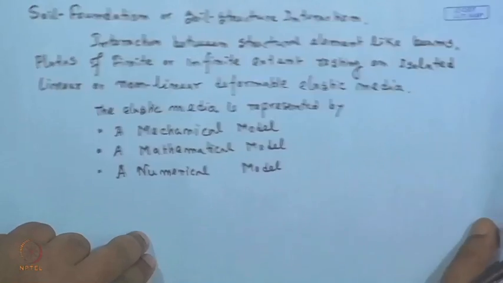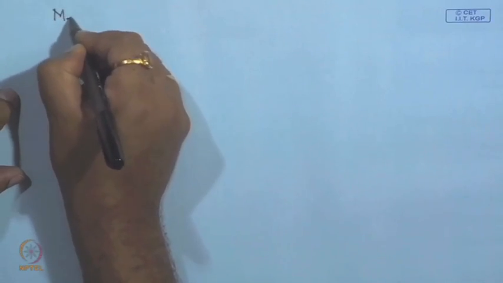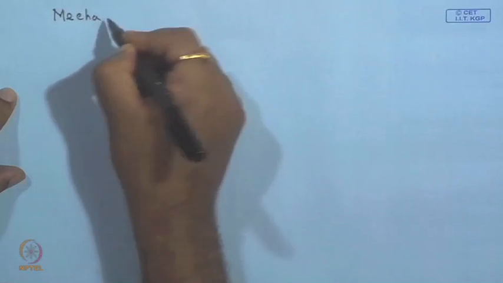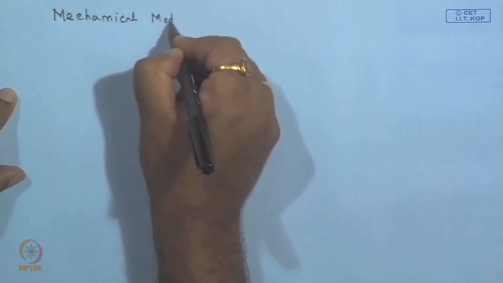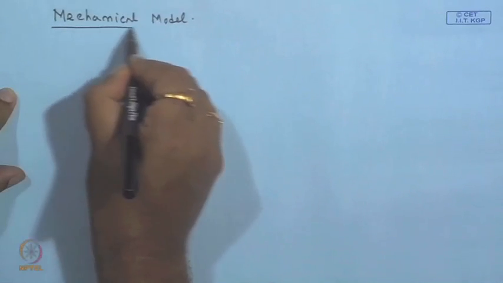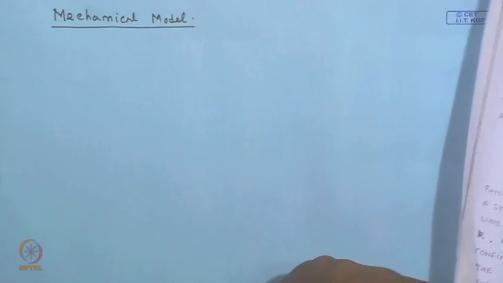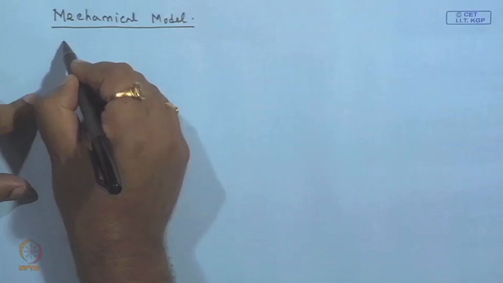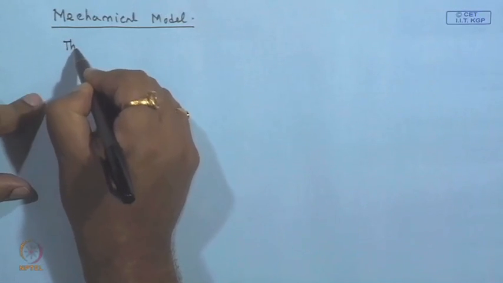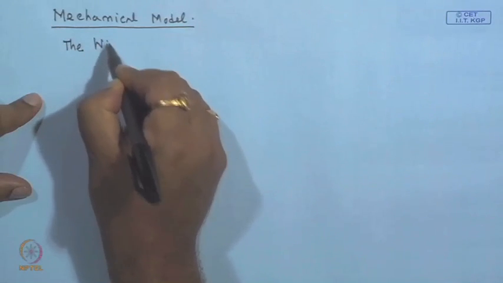So, now first, if I go for the different mechanical models, the first type of mechanical model given for soil representation is the Winkler model. So, the first type of mechanical model that we will explain is the Winkler model.